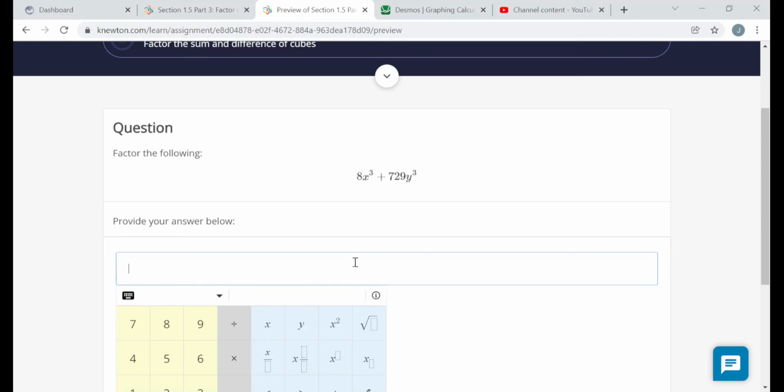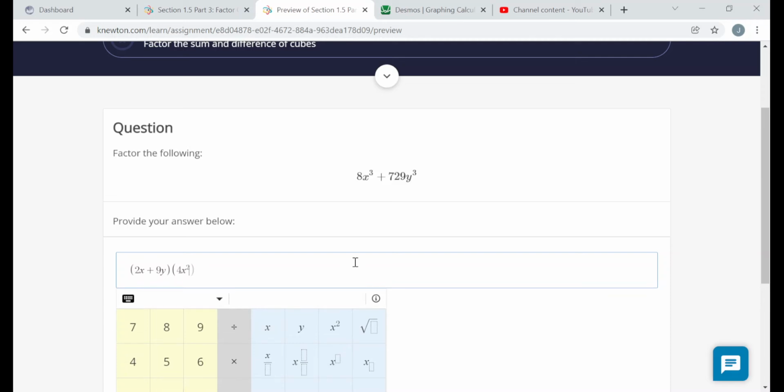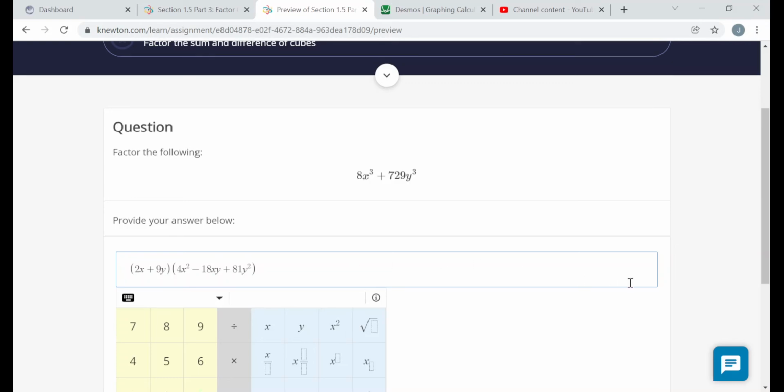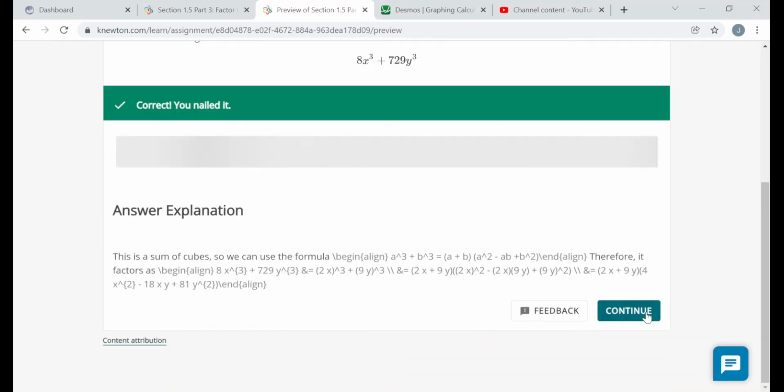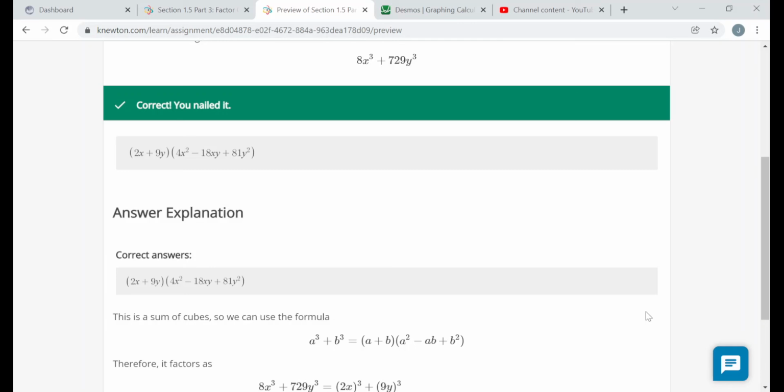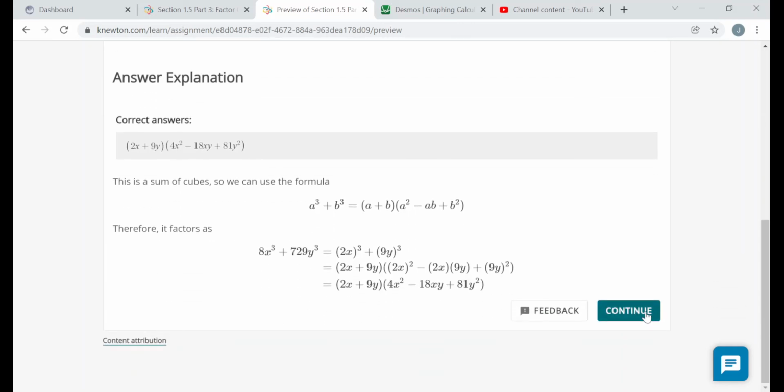And again, you can double check by multiplying. If you multiplied those two factors, you should get the expression we started with again. So we had 2x plus 9y as one factor times, and then the next factor was 4 times x squared minus 18xy plus 81y squared, and close that off. All right. Submit. That should be good. Excellent. Again, read through the answer explanations, please.